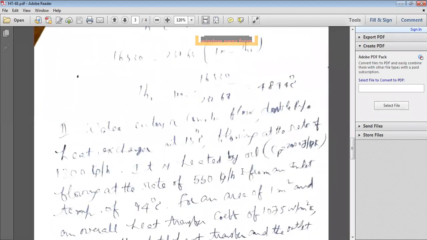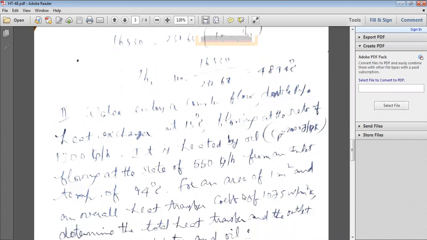Like that, problems are very easy if you know the concept, if you remember the formula, and if you have practiced a number of problems. Then it will be very easy to answer any type of problem under this heat transfer. But the only thing is you have to know the concept.